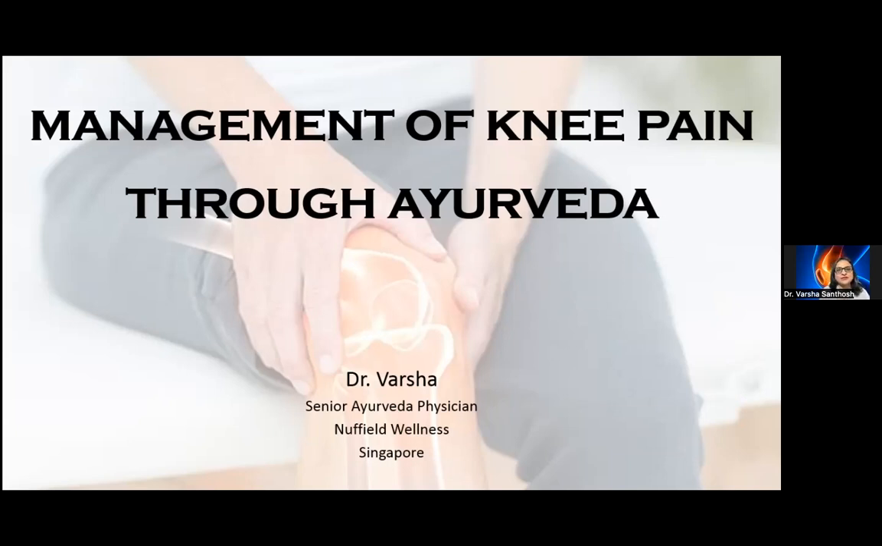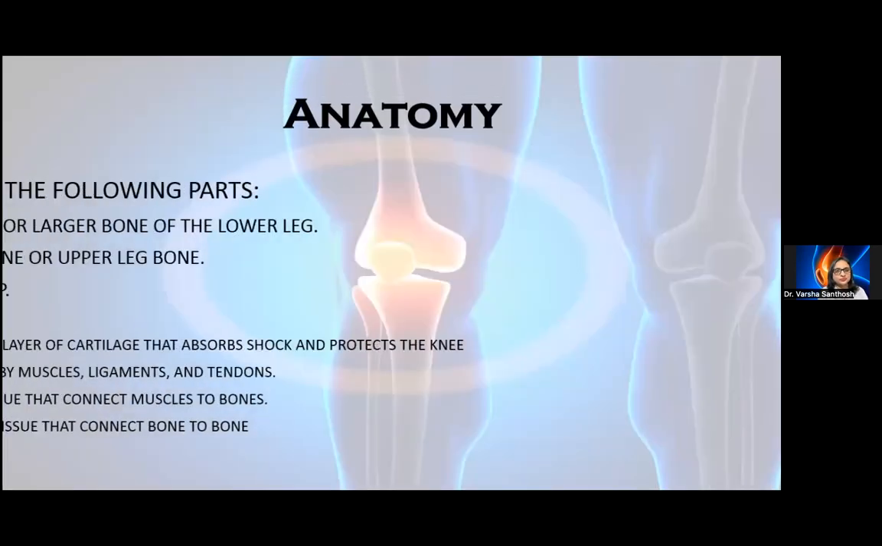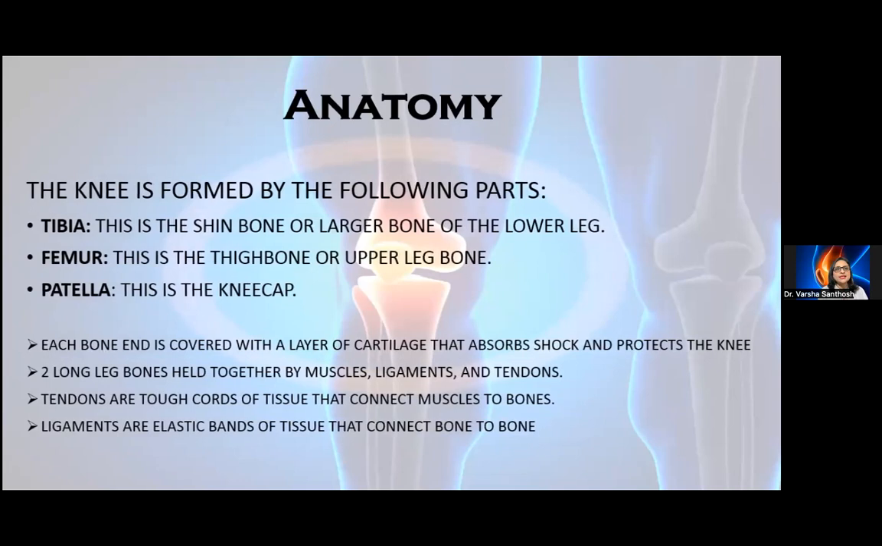Let's have the anatomy first seen so that you know what actually is in the knee. The knee is formed majorly by three bones. The one that constitutes the thigh bone is called the femur. The lower one, which we call the shin, is the tibia. And there is one delicate bone along with the tibia called the fibula, but that's not a part of the knee joint, though there are two bones in our lower leg.